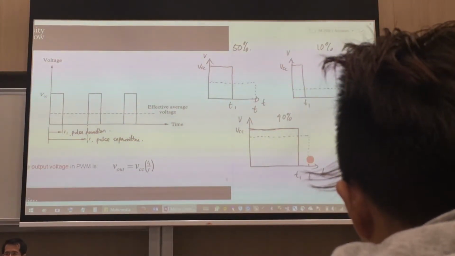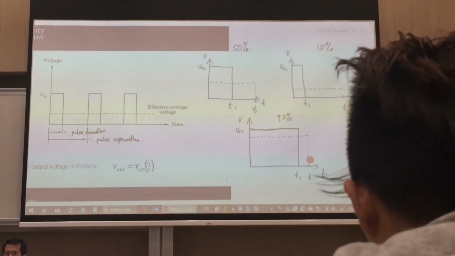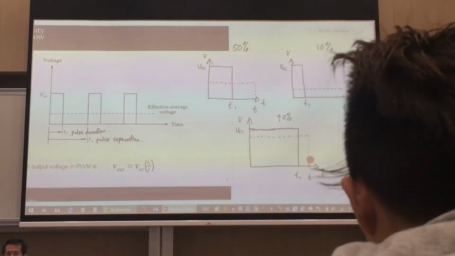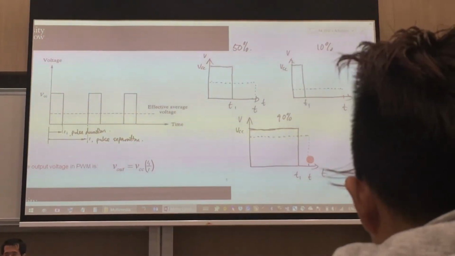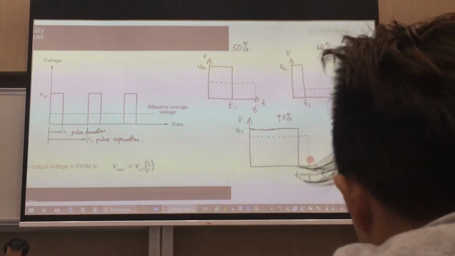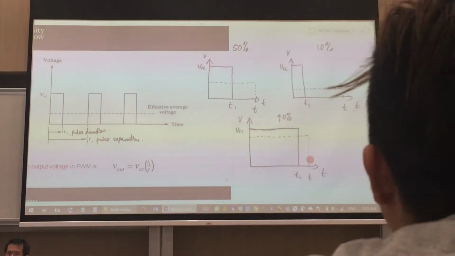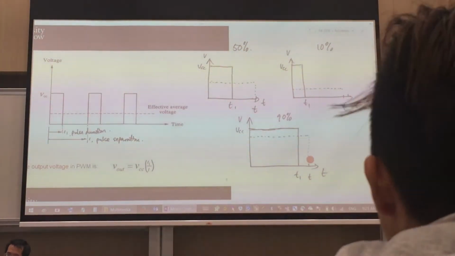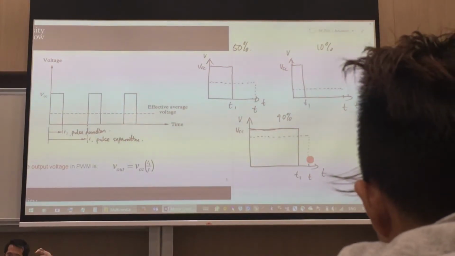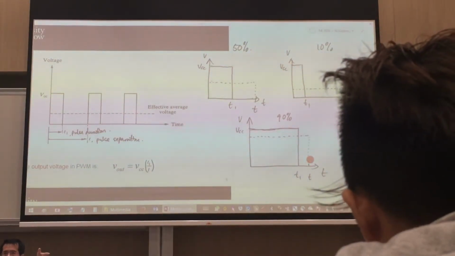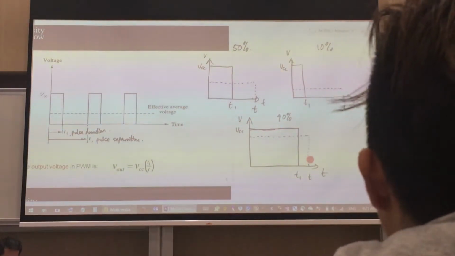So you can see that what I'm trying to do is to play with the duration of my power. The longer that duration, the closer it is to 100%. So if I have 100% VCC applied, that means I just turn on my motor continuously at that highest voltage. So I'm not controlling the speed at all.